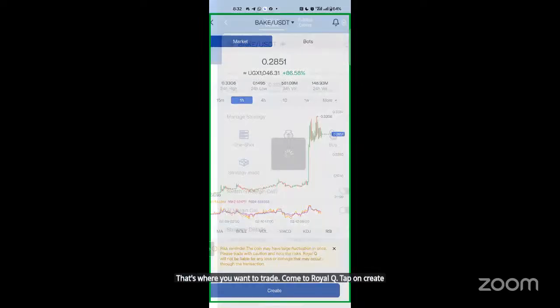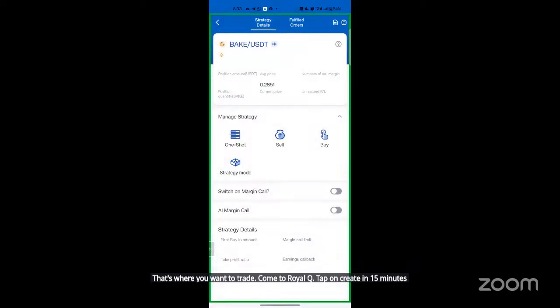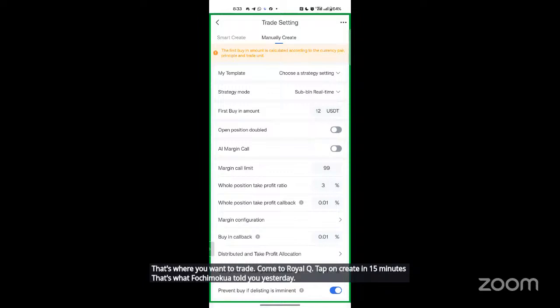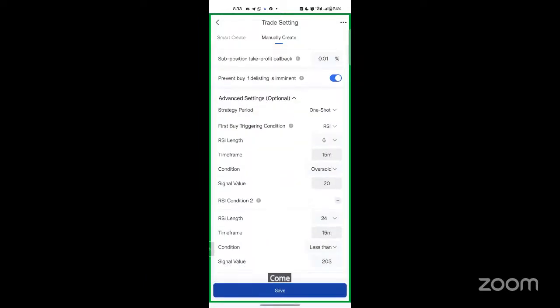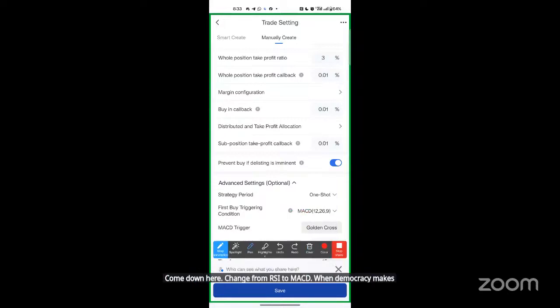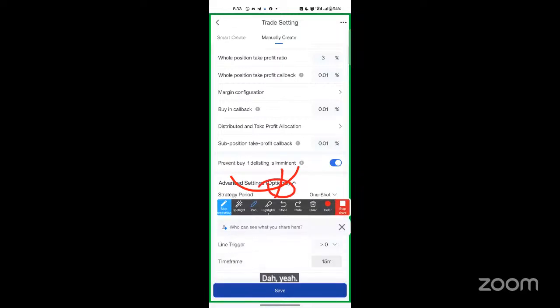In 15 minutes, that's what Coach Mopiwa told you yesterday. Come here on trade setting. Come down here. Change from RSI to MACD. When the MACD makes a golden cross, here, robot buy.